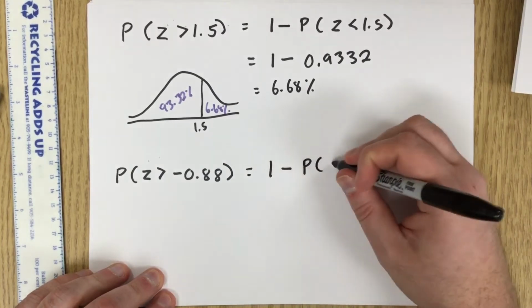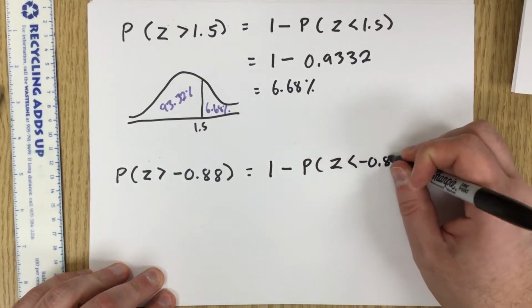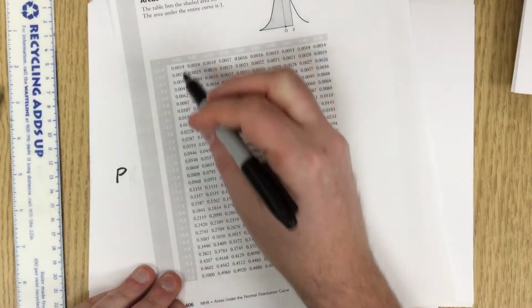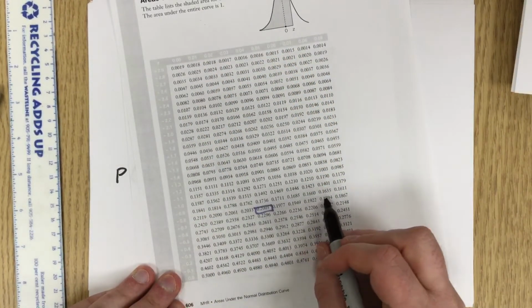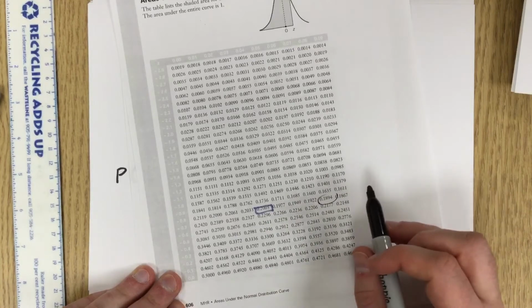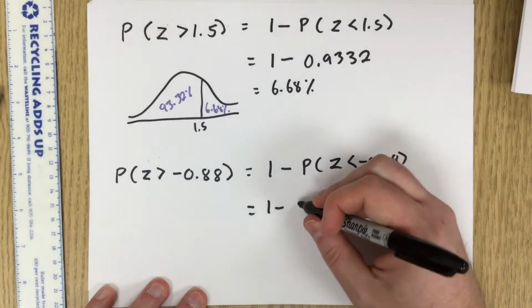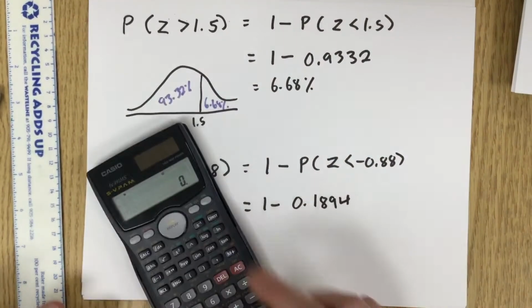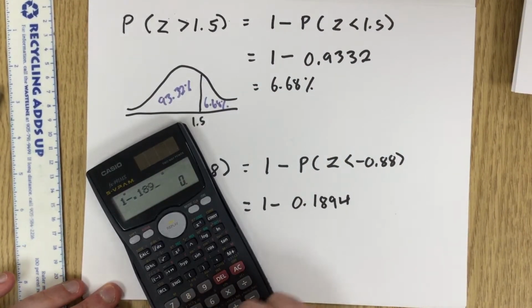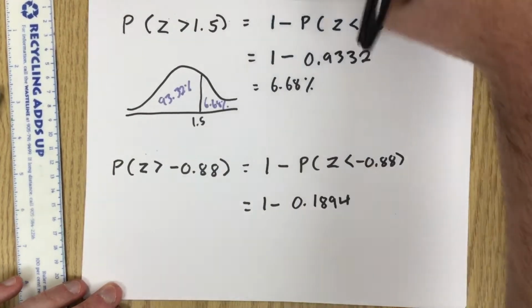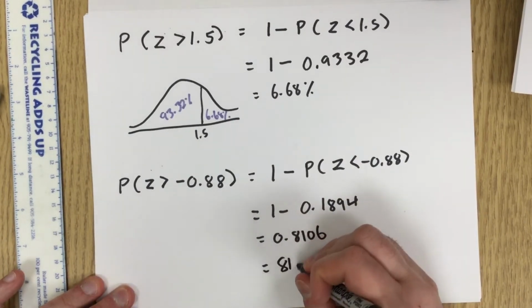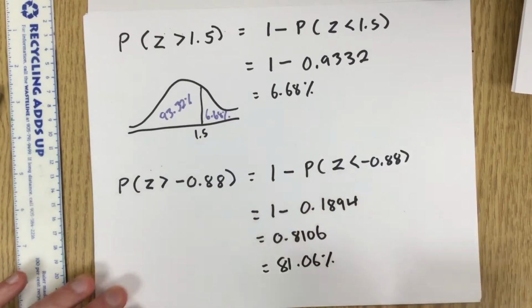This is going to be 1 minus the probability that z is less than 0.88. It's a negative. So negative 0.88 is 0.1894. And 1 minus 0.1894 is 0.8106, which we could write as 81.06%.